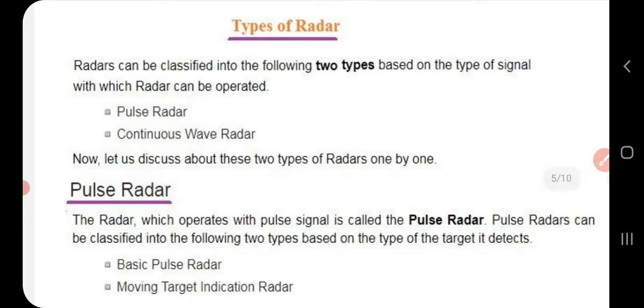Now, classification of types of radar. Radars can be classified into the following two types based on the type of signal with which the radar is operated. That is, classification of radar is based on the type of signal that they use. One classification is pulse radar and the other one is continuous wave radar. Now let us discuss these two types of radars one by one.